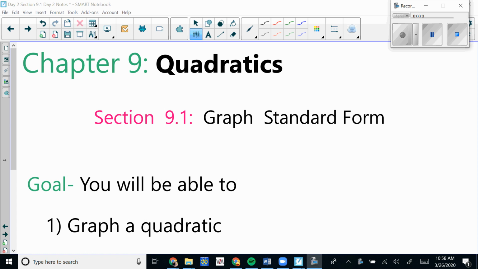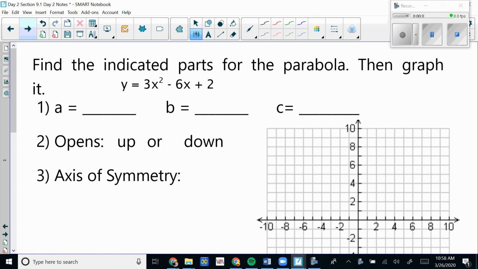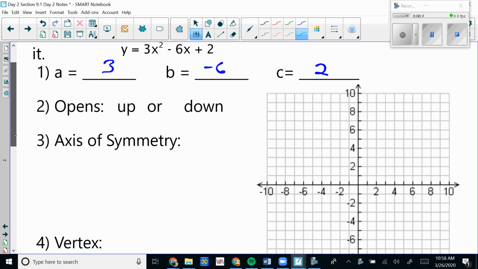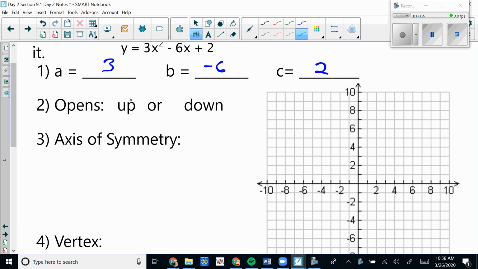This is day 2 of the 9.1 section on quadratics. Let's jump right in. If you remember your A, B's, and C's from yesterday, remember you want to make sure it's in the right order. So first off, A is going to be 3, B is -6, and C is 2. Since the A term is positive, this is going to open up.